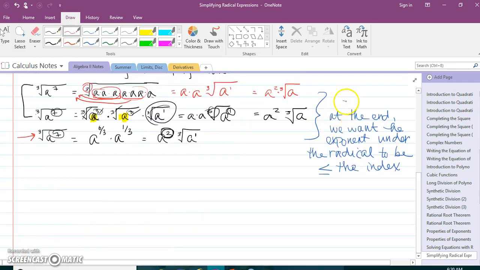Make sure you write this down here. This is how you know that you're done. You're done when your exponent that's under the radical, so like this one right here, is less than the index, which is right here.